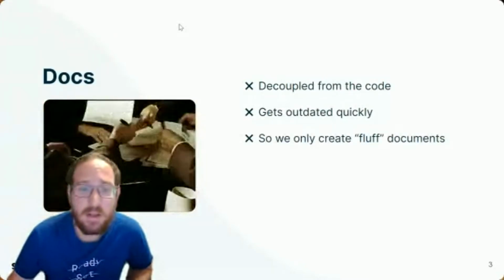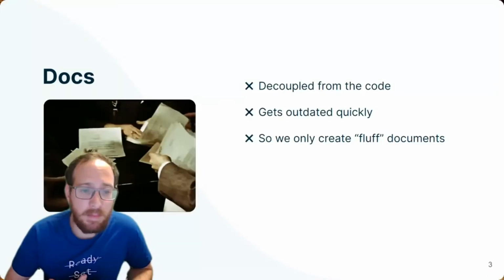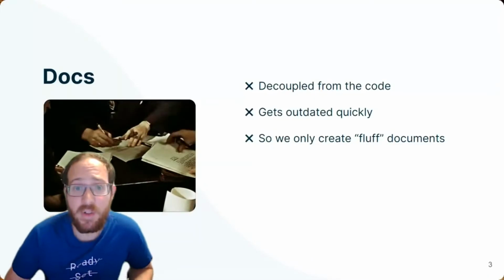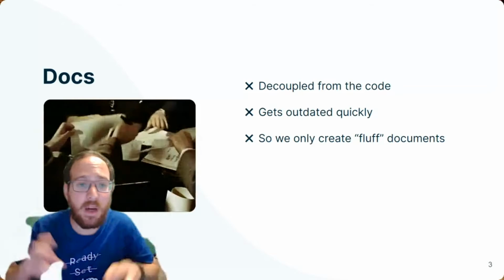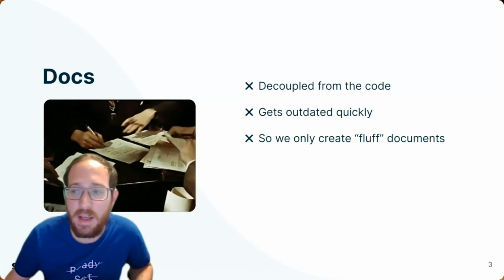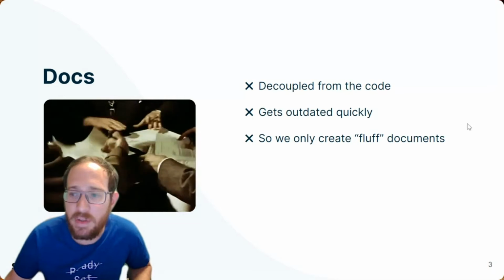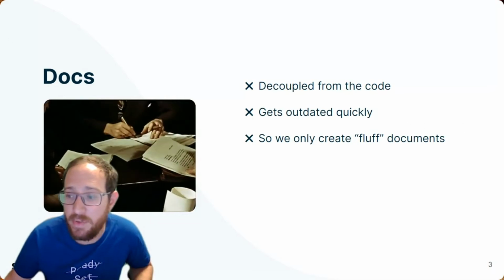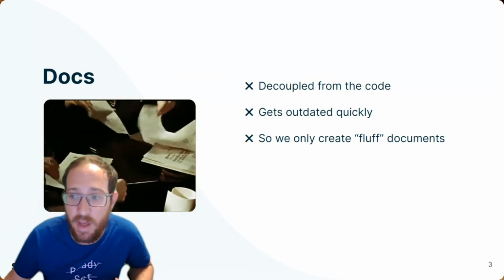So basically, to avoid that, what happens very frequently is that developers only create fluff documents. That is, documents that describe general notions, again, high-level decisions, not things that actually give us the practical knowledge we also need as developers to actually get our job done.